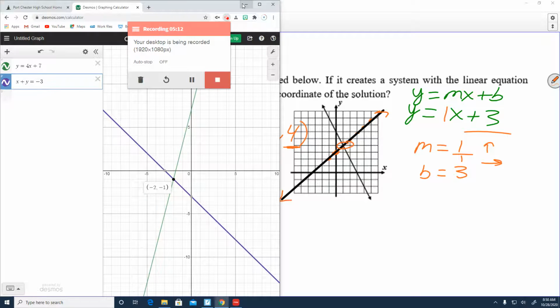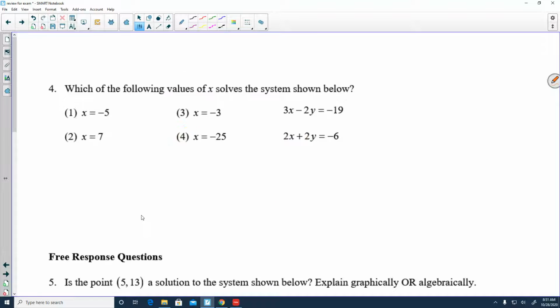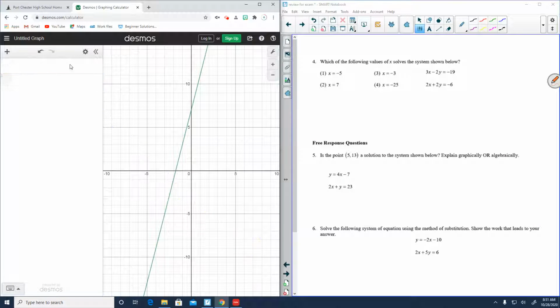All right? So that's number 3, graphing systems of equations and finding the solution. The solution is where the graphs intersect or cross. All right? Number 4. Another multiple choice question. So I'm not even going to do any work algebraically. I'm just going to go right to Desmos again, and I'm going to type in my equations.